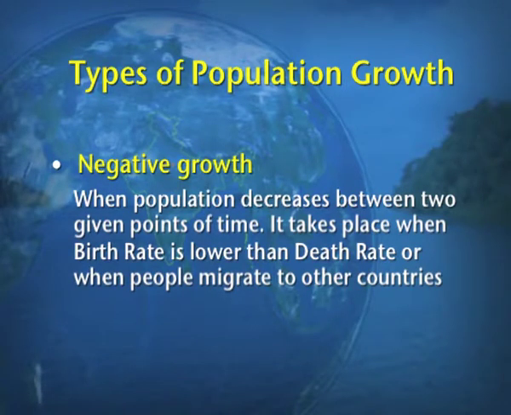Negative growth means when the population decreases between two given points of time, it is known as negative growth. So, how does the population decrease? It takes place when the birth rate falls lower than the death rate, or when people migrate to other countries. That is also one factor which is responsible for the negative growth rate.